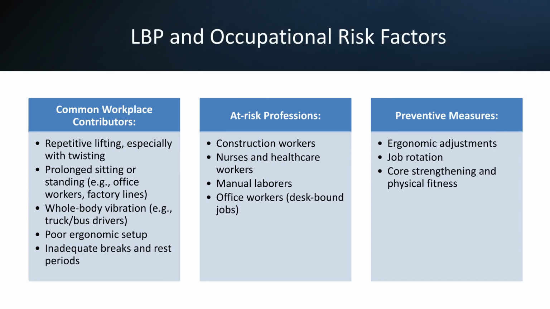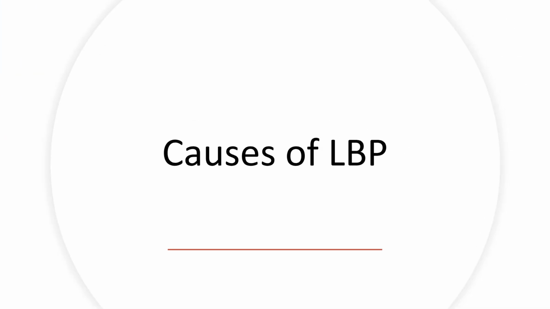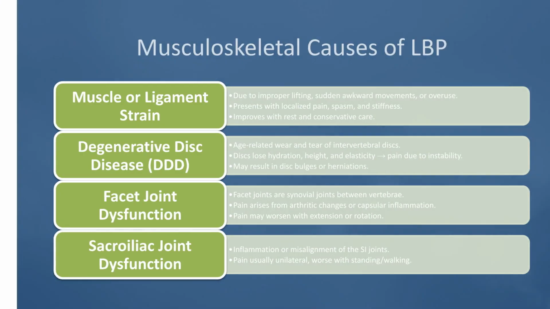Common workplace contributors to LBP include repetitive lifting with twisting, prolonged sitting or standing, whole body vibration, poor ergonomics, and inadequate breaks. At-risk professions include construction workers, nurses, manual laborers, and office workers. Preventative measures involve ergonomic adjustments, job rotation, and core strengthening. We now explore the specific causes of LBP.